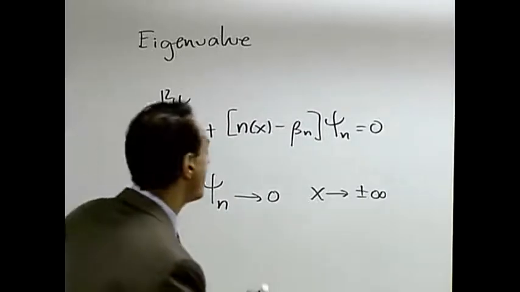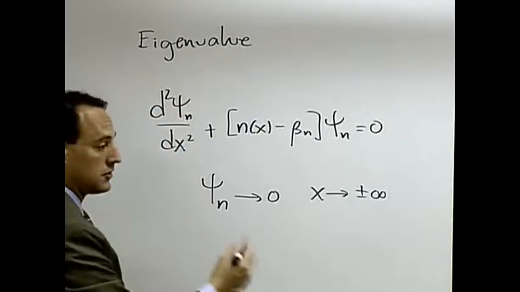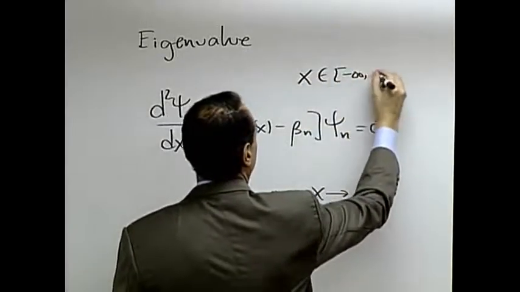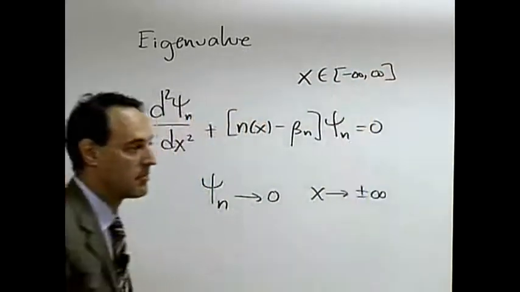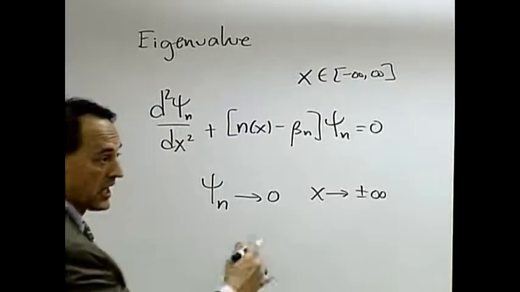Is x a scalar or a vector? Does it matter? X is a scalar. X goes from negative infinity to infinity. It plays the role of t, what we had before. Psi sub n? Yes, psi sub n. Is that the iteration? That's the function. That's the x-dependent function.